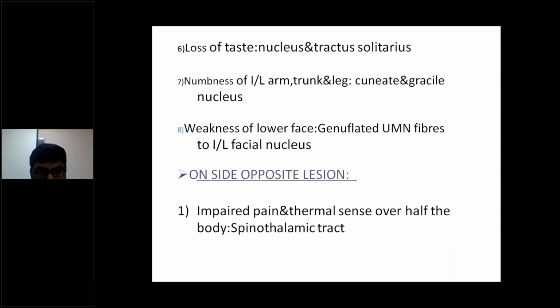Loss of taste is very rare, due to involvement of the nucleus tractus solitarius. Numbness in the upper limb is due to sensory involvement of the nucleus cuneatus and nucleus gracilis. Weakness of the lower face is due to the ipsilateral facial nucleus being affected. On the opposite side, the spinothalamic tract is affected, so there is contralateral pain and temperature loss.